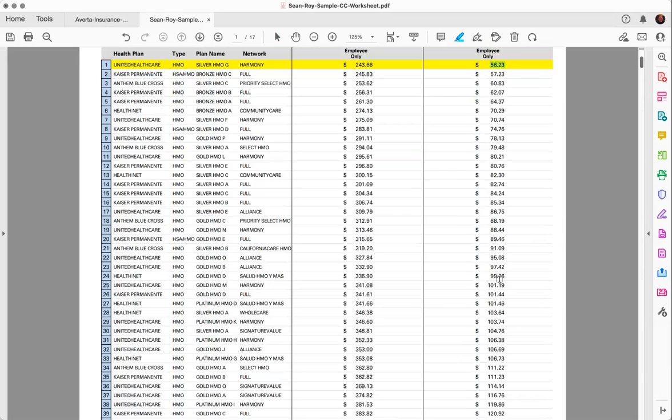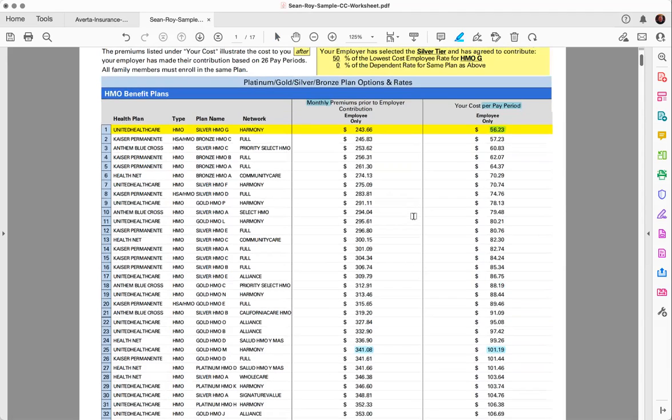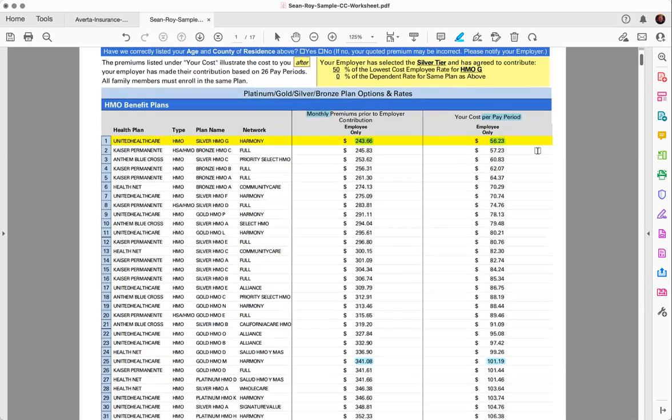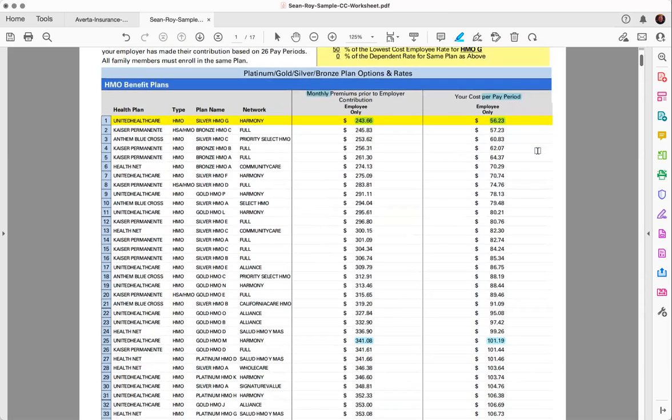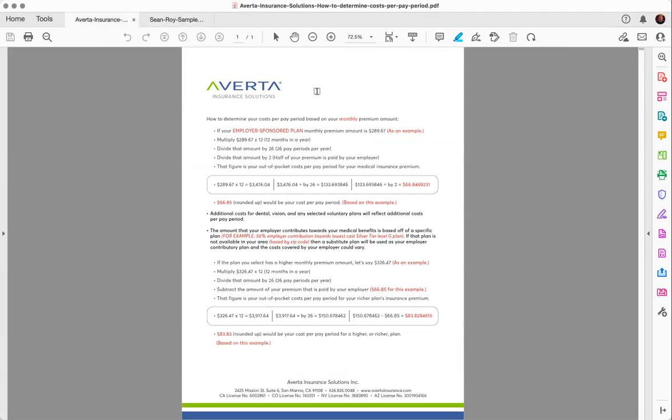So here's a plan that's $101 every pay period. We're in the pay period column. Clearly, that is not half, 50% coverage of the 341.08. And actually, if you look, neither is this half of the 243.66. So I get this a lot. How did they get that number? And is it correct? Because it actually seems like it's incorrect until you look at the math.